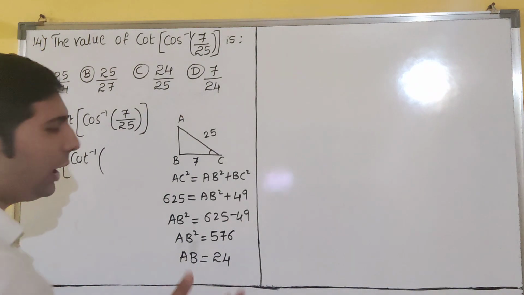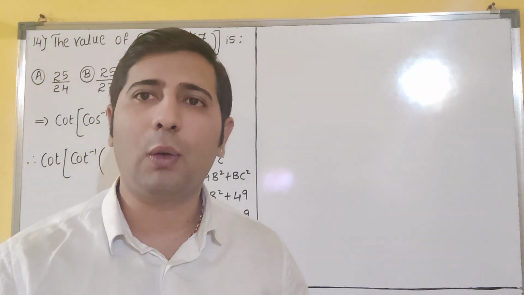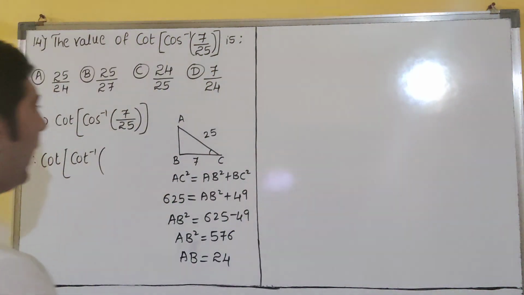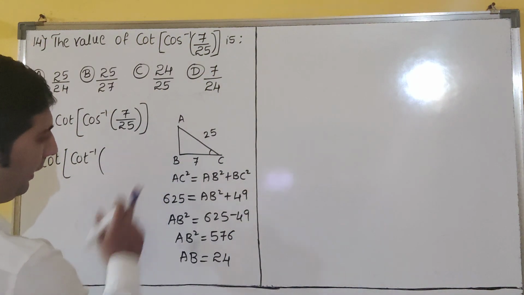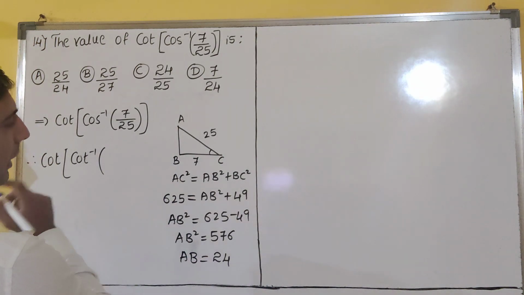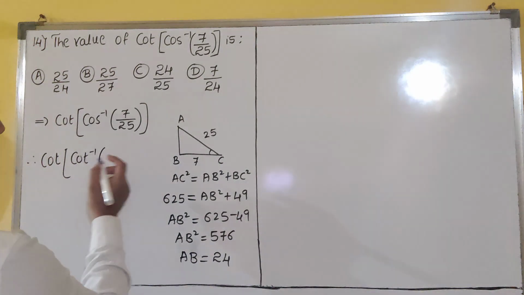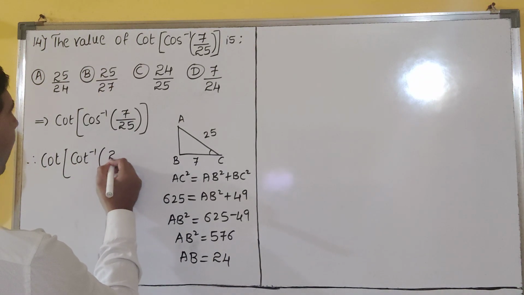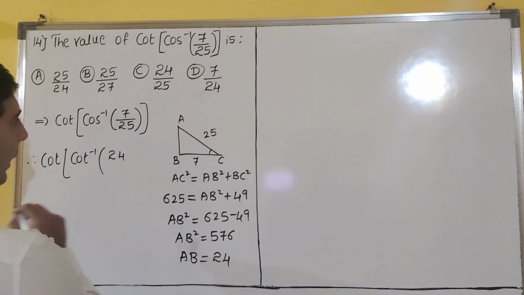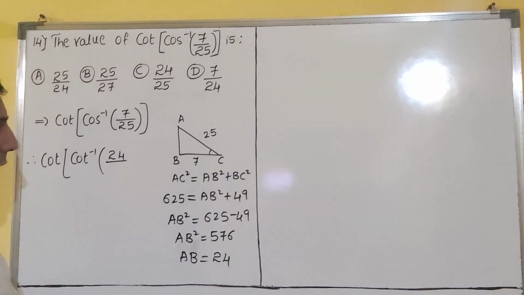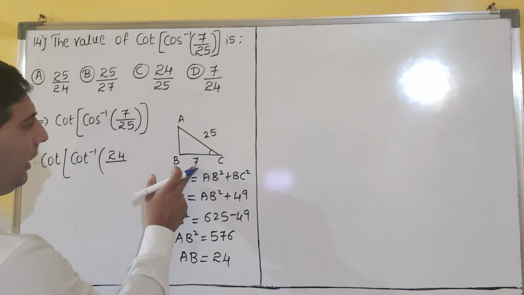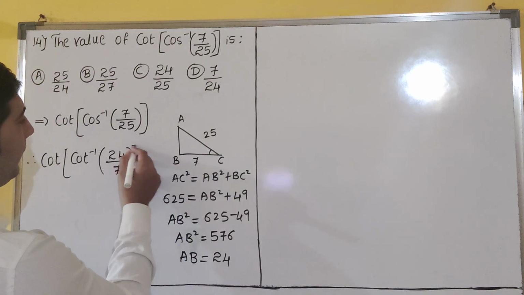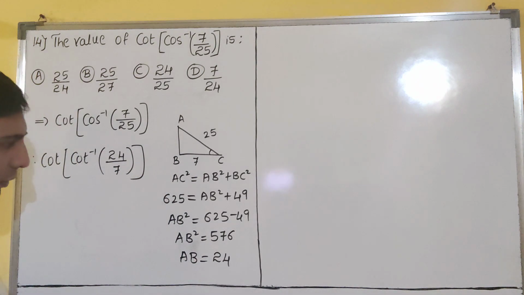So now cot inverse, how will we write? Cot we can write as what? Adjacent by opposite. Adjacent by opposite. Adjacent is how much now? AB is 24. I think cot inverse, AB is how much? Adjacent by what we can write? 24 divided by how much? So that is adjacent by opposite. So 24 by 7, I think.